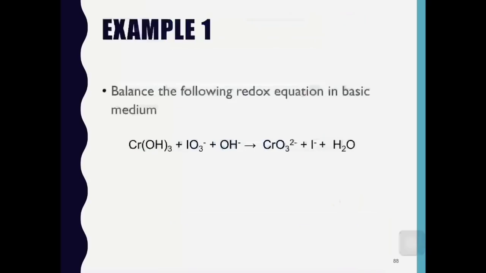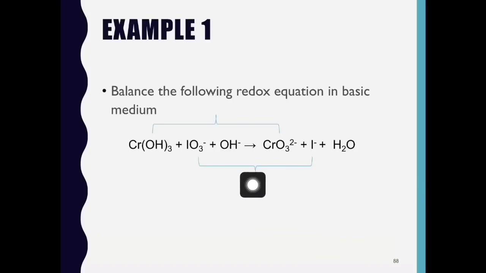Now let's look at example 1. Balance the following redox equation in basic medium. So the first step here is to split the equation into 2. So this will form one equation since we have chromium in common. And the next one, we have IO3 minus and I minus. So we group this into another equation because we have I in common.